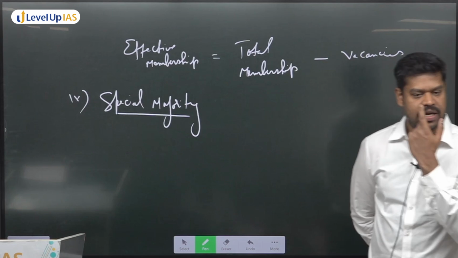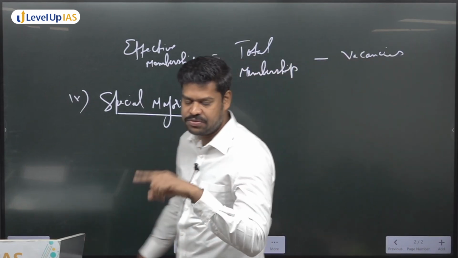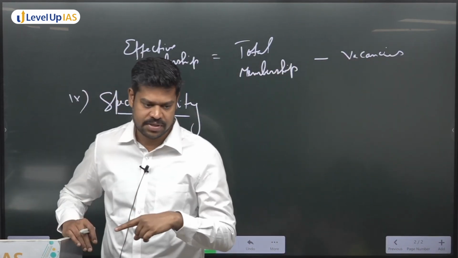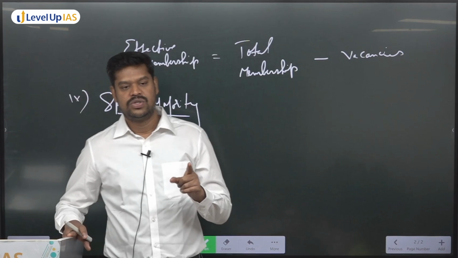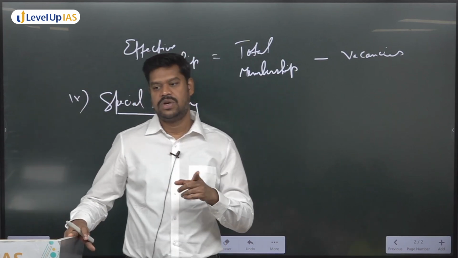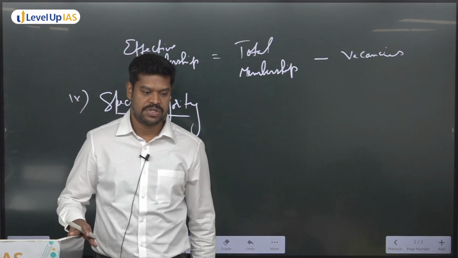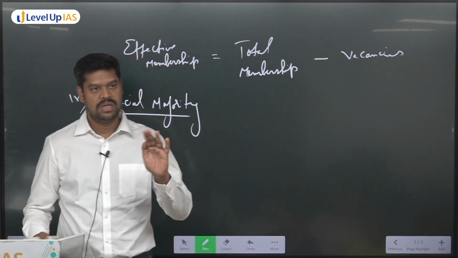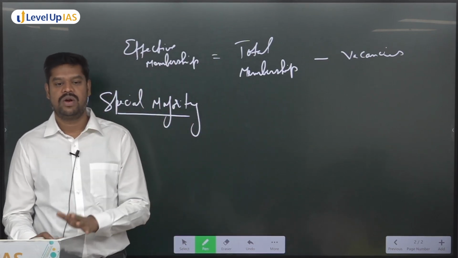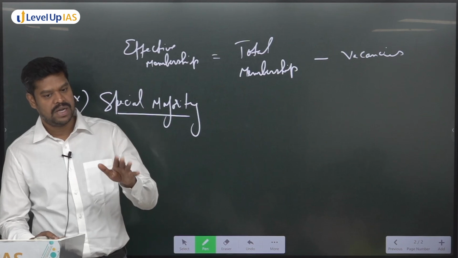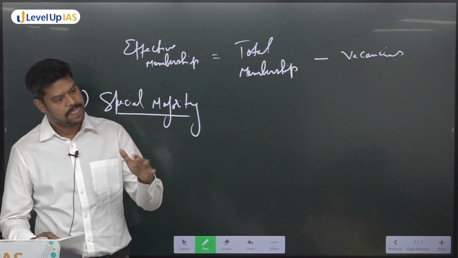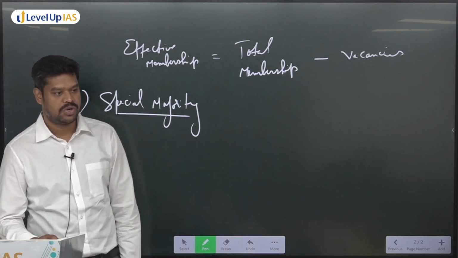Now, what is the understanding you should have when I say that there are different types of special majority used for different purposes? That is, there are different ways of calculating the special majority. There is no unique way of calculating it. Depending upon the proposal, there can be different types of special majority.